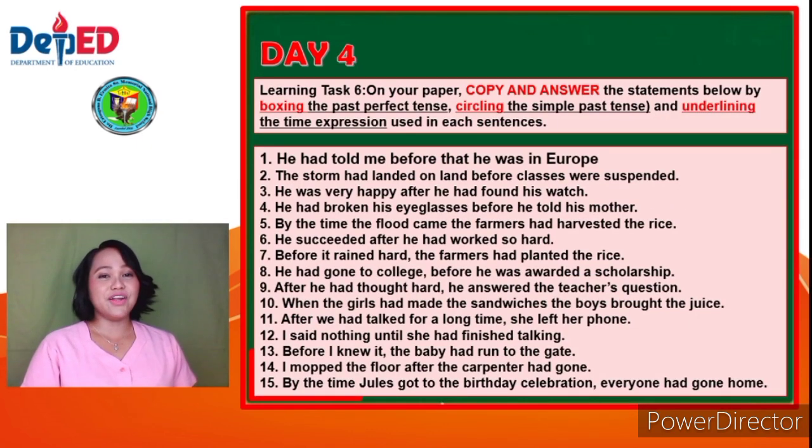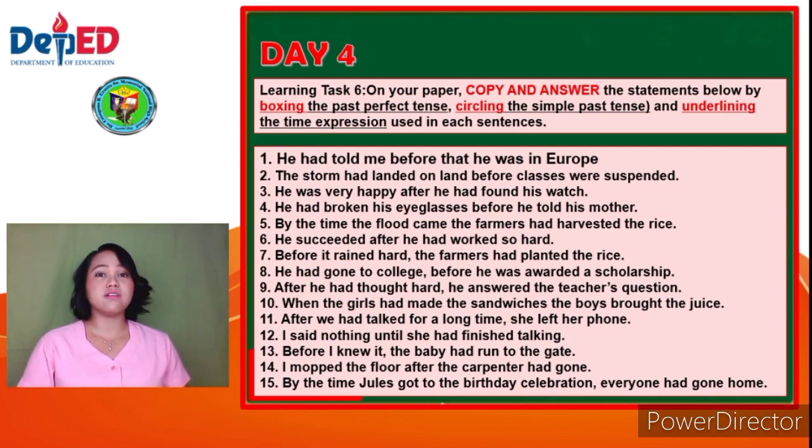Day 4. Learning Task 6. On your paper, copy and answer the statements below by boxing the past perfect tense, circling the simple past tense, and underlining the time signal word. He had told me before that he was in the new room. You are going to box the words had told, circle the word was, and underline the word before.